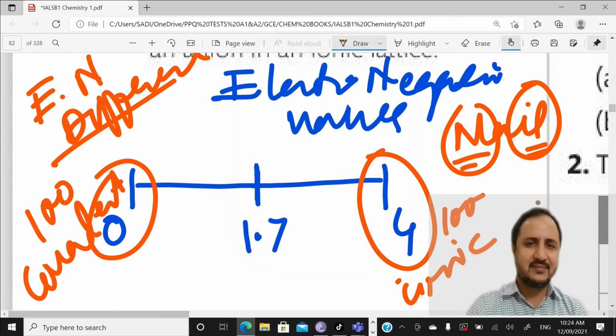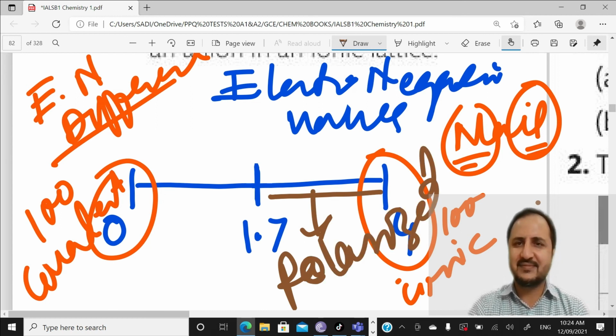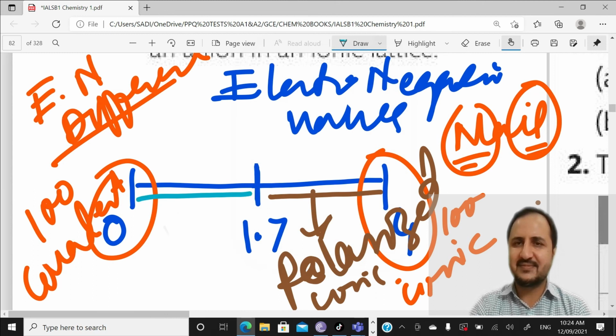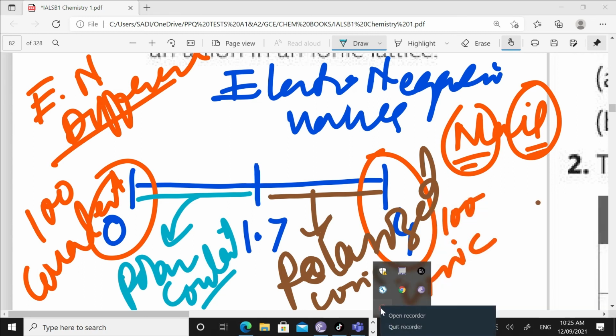Now in between, focus on this very, very important point. Between 4 and 1.7, you find polarized ionic. And between 0 and 1.7, you find polar covalent. I want you to go through this video again and again to see it. Tomorrow I'll brief you about the rest of it and we'll decide which compound is ionic and which compound is covalent. Okay?